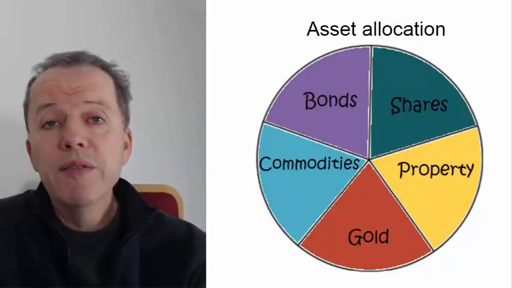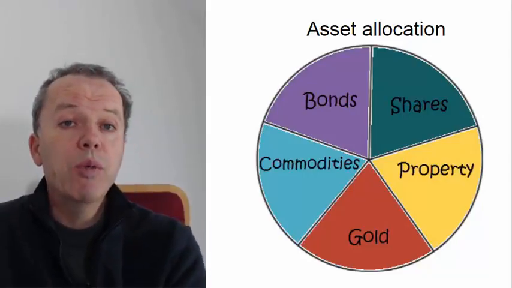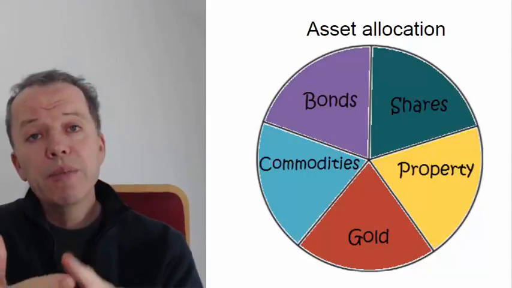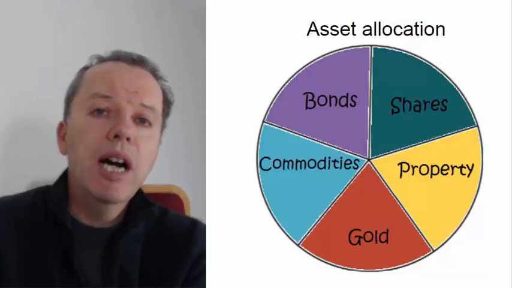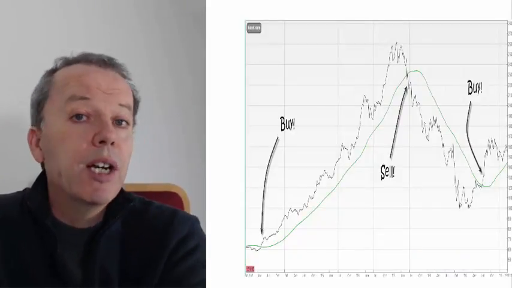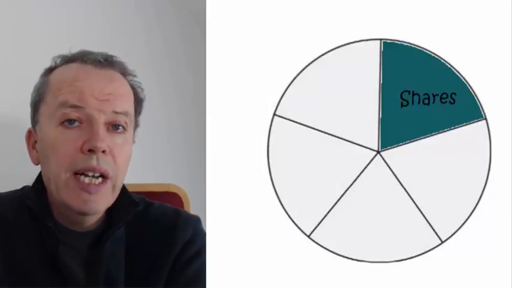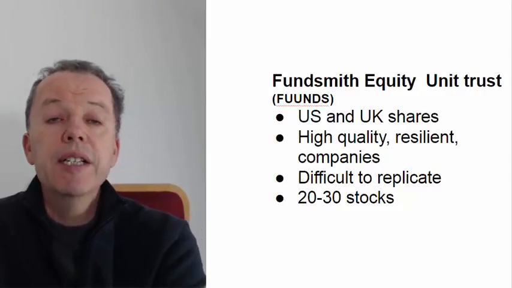Now, what I do is divide my asset pot into different slices and decide whether I want to be in or out of that asset. So there are 5 assets: shares, property, gold, commodities and bonds. I use a very simple timing system to decide whether I want to be in or out of that asset. I'm going to look first of all at shares.